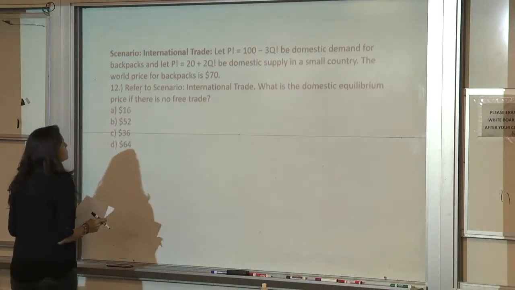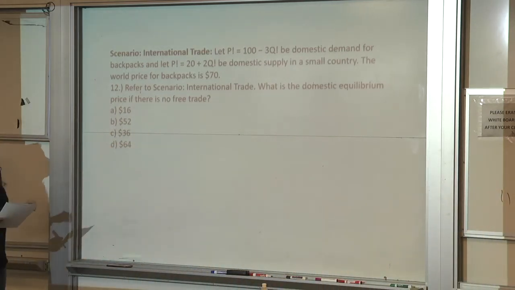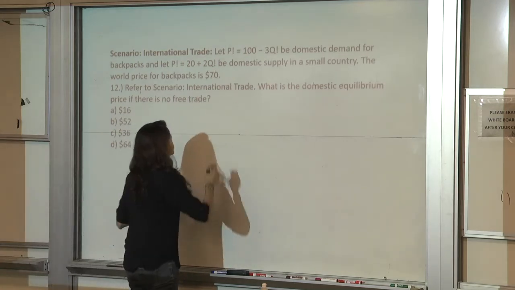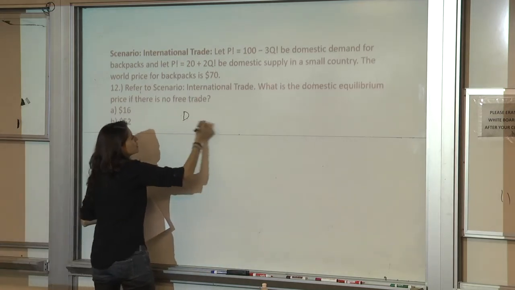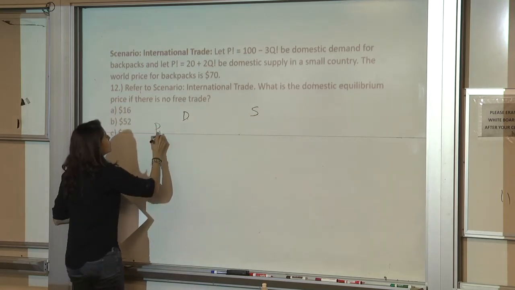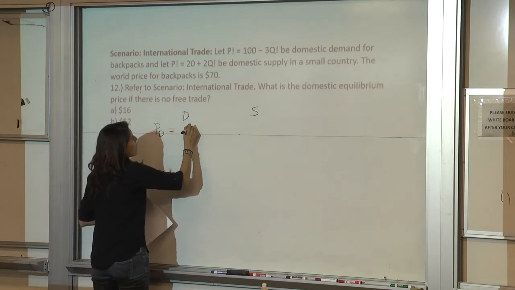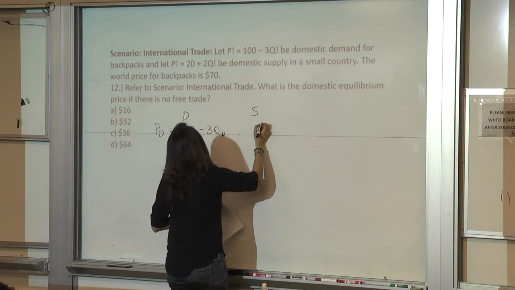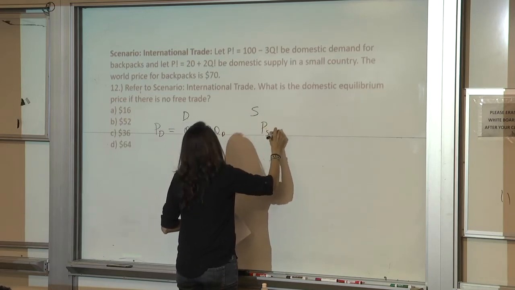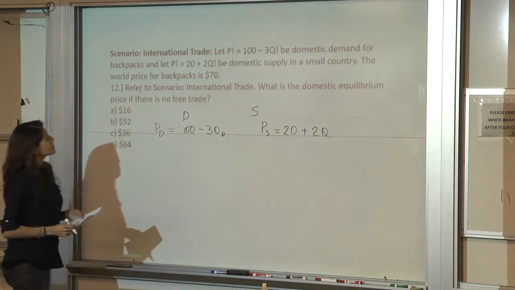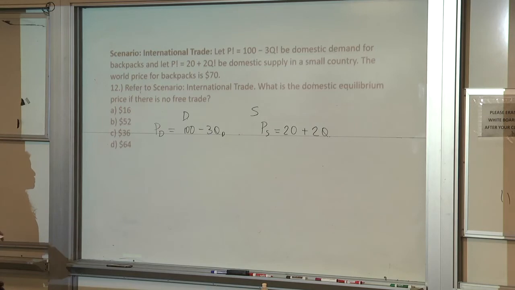Okay, so scenario: international trade. P, this should be P of the demand, I'm sorry. So this is demand and supply. Price of the demand is equal to 100 minus 3 times quantity demanded, and price of the supply is equal to 20 plus 2Q. And that's the domestic supply in a small country.